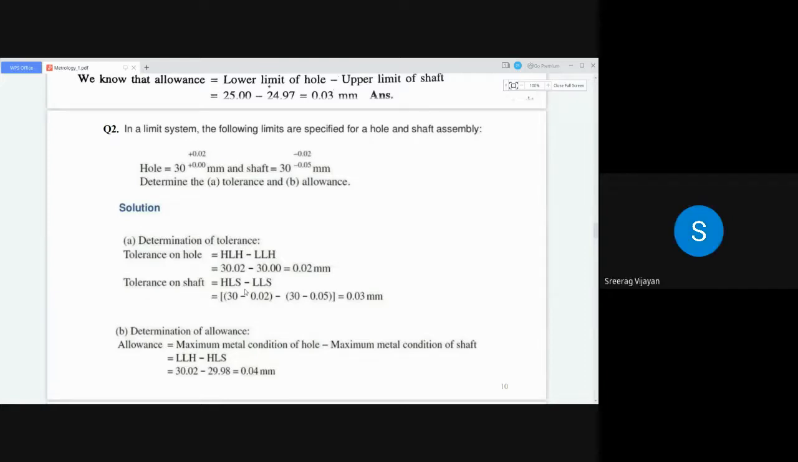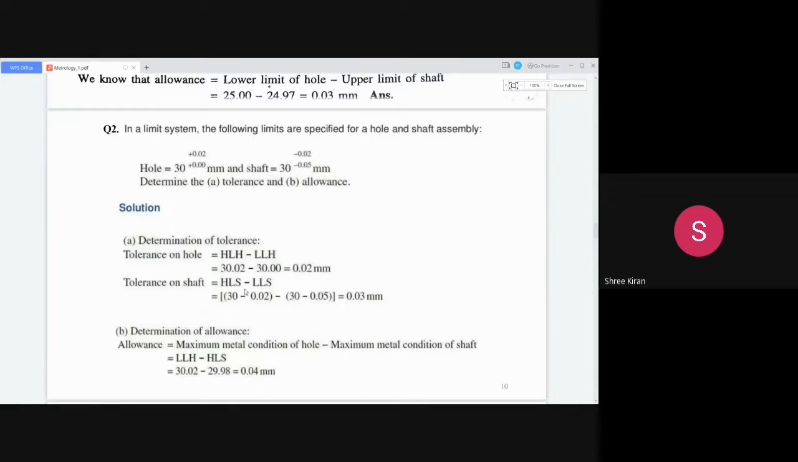Higher limit of hole, and LLH, lower limit of hole. That's it. Why are you not confident in saying this? We have already learned all this. You remember? Yes, sir. We have already learned this in the fourth module, when we discussed tolerance, allowance, precision, accuracy, fits, everything.